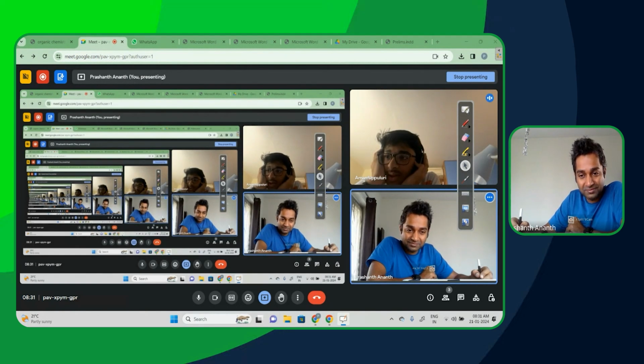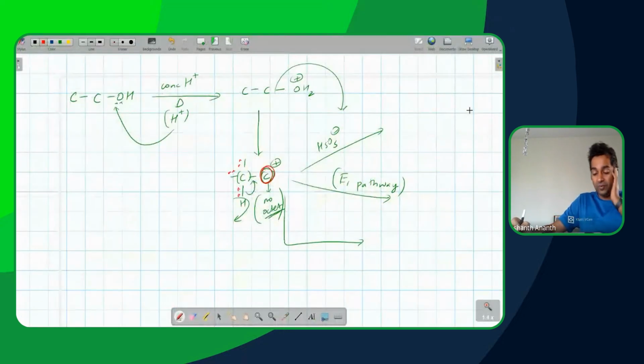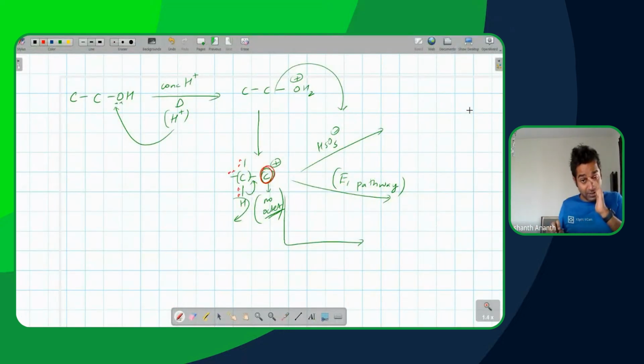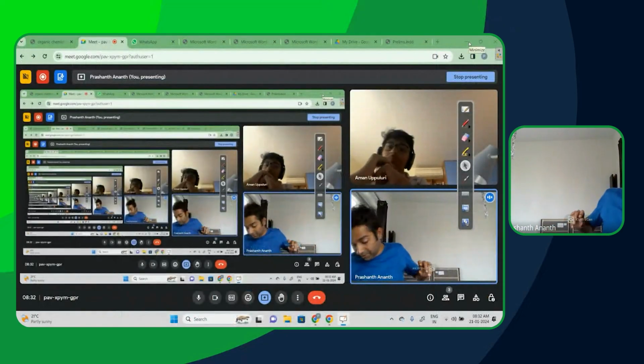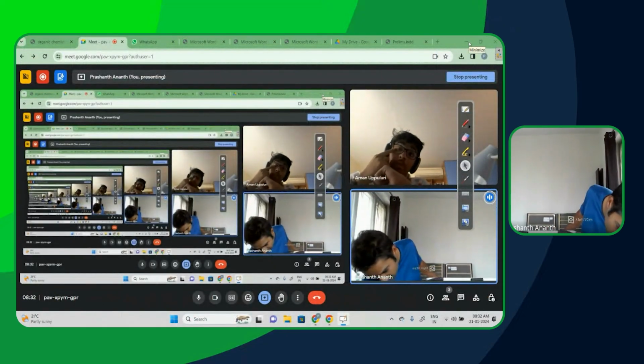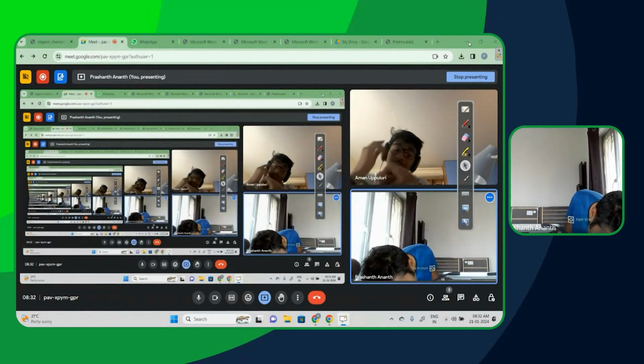Okay, so let's quickly talk about why the shift happens. The shift happens based on the same reasons which I'm talking about here. This carbocation is something which is now far more electronegative. So it literally is like this. Let me show it to you straight away. This will be easier.